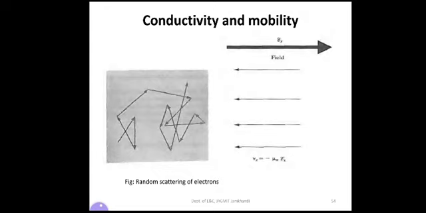As an electron moves in the opposite direction of the applied electric field, we take a negative sign. That's why Vx is equal to minus mu n into epsilon x, where Vx is the drift velocity, mu n is the mobility of the charge carrier, here the mobility of the electron, and epsilon x is the electric field applied in the x direction.